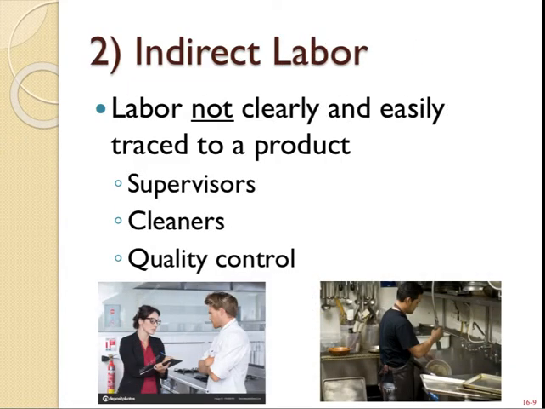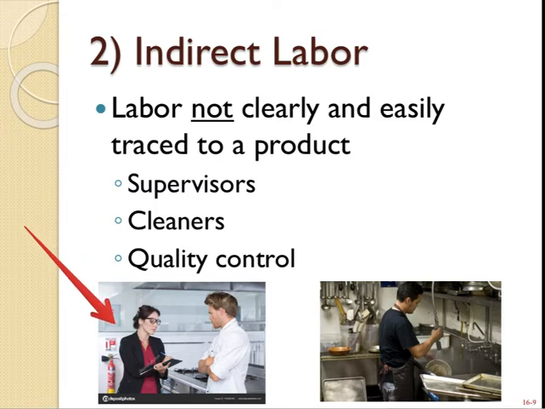So now let's talk about indirect labor. Indirect labor is labor that is not clearly and easily traced to a product. So those are people who are involved in the production process but don't actually make anything. So that's going to be things like supervisors, cleaners, people who clean the factory, or quality control.